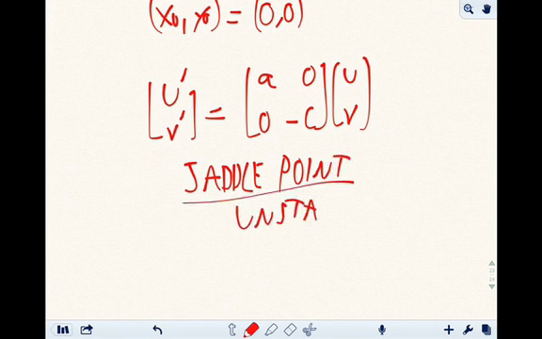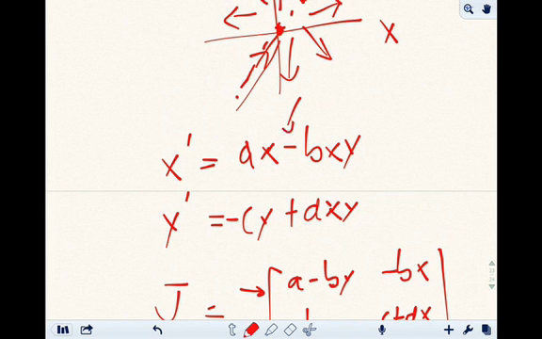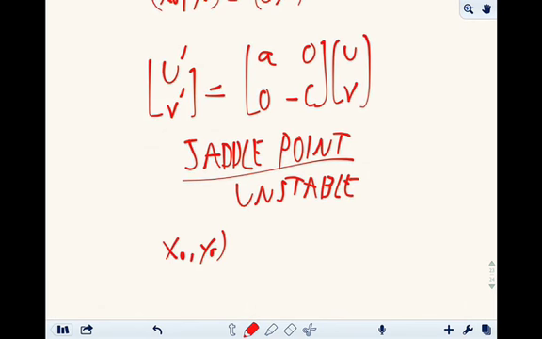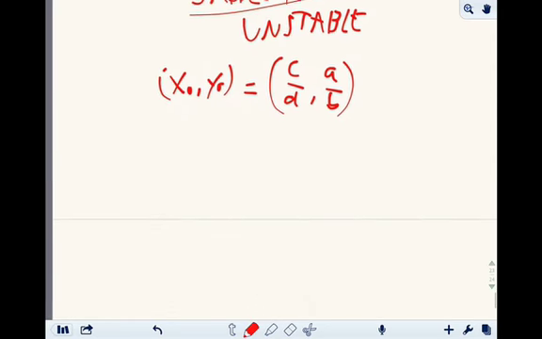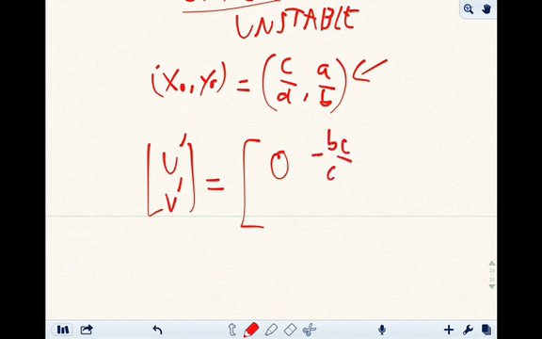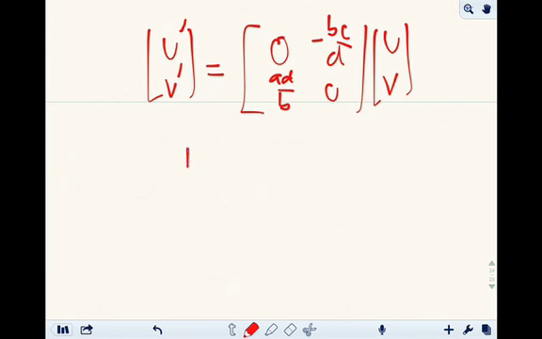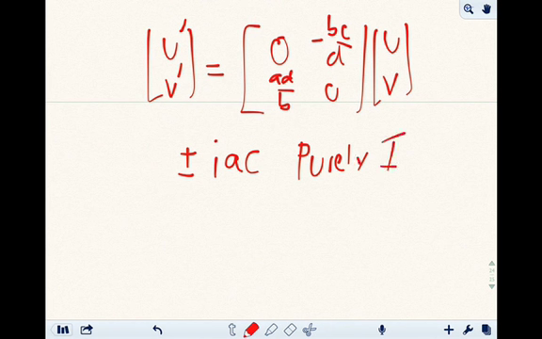The other critical point, let me go back to the system and pull x out of here. When y equals a over b and x equals c over d, you get a critical point. So it looks like this: x naught, y naught equals c over d, comma a over b. Plugging that into our Jacobian, we get a new set of linear equations valid around this point: 0, negative bc over d, ad over b, 0. The eigenvalues of that are plus or minus i times the square root of ac. They are purely imaginary. This is a neutral center.